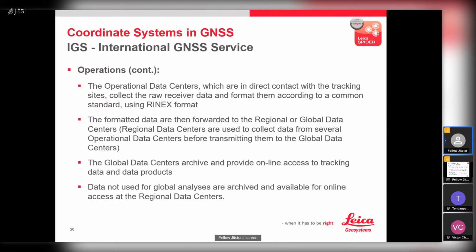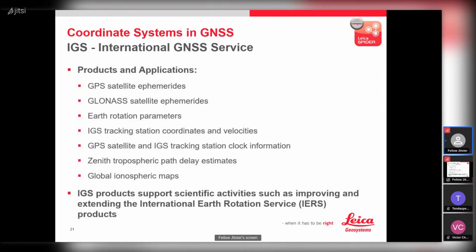Not only the Rinex files, but you can also have access to other products which they generate. The products and applications we are mostly interested in are the GPS precise ephemeris file, the GLONASS precise ephemeris file, and the Earth rotation parameters. This is once again important when we compute ITRF or some kind of terrestrial coordinate system realization. Then coordinates and velocities of the tracking stations.